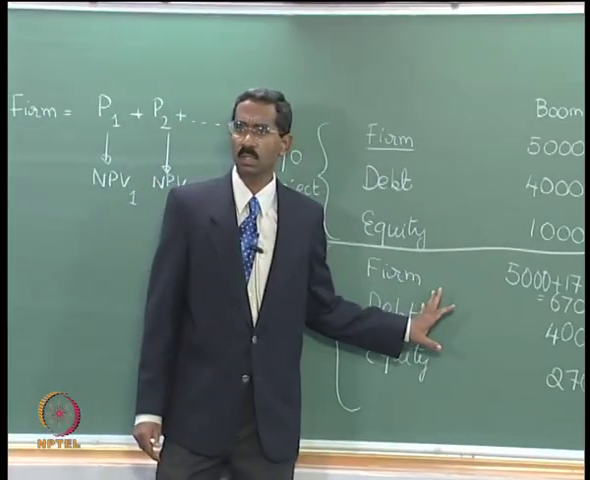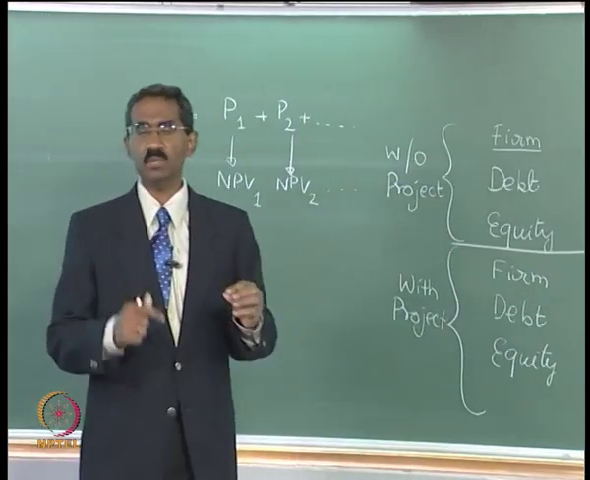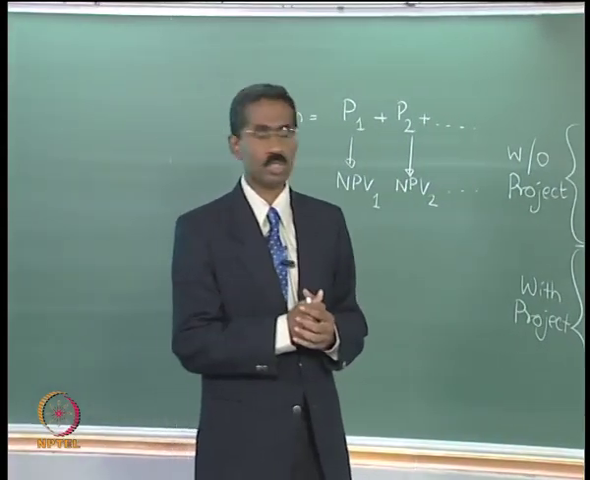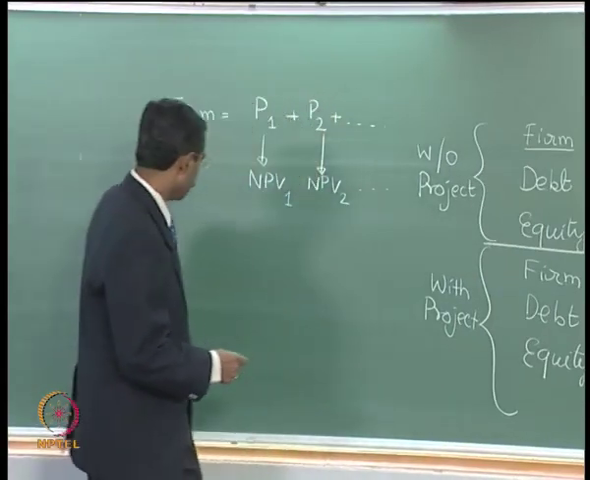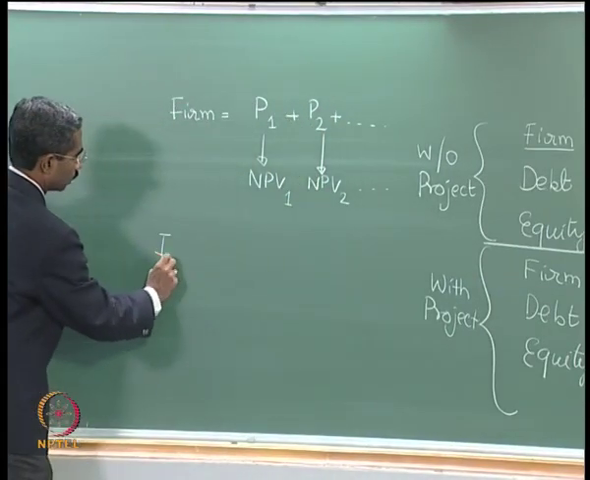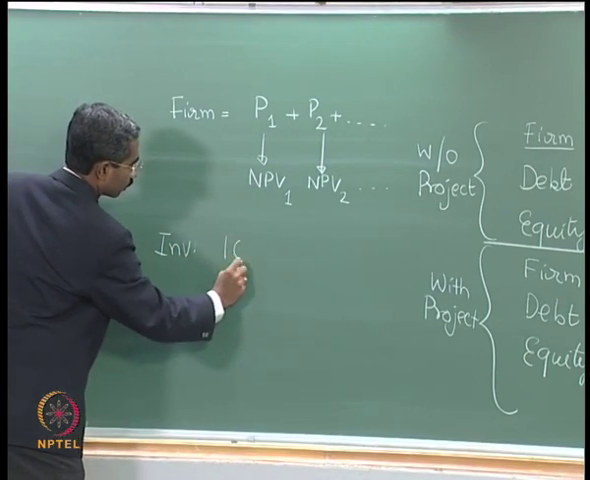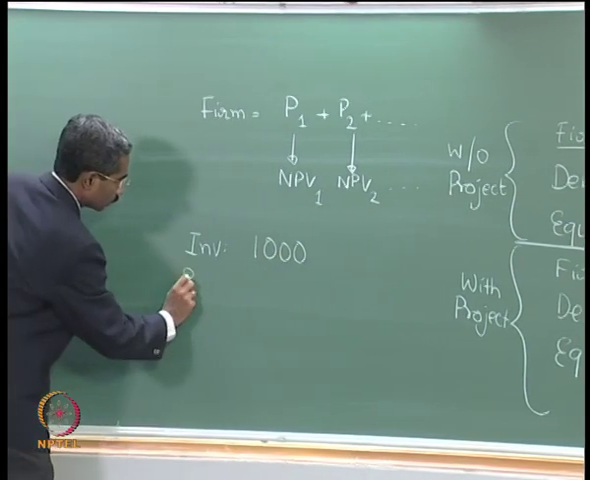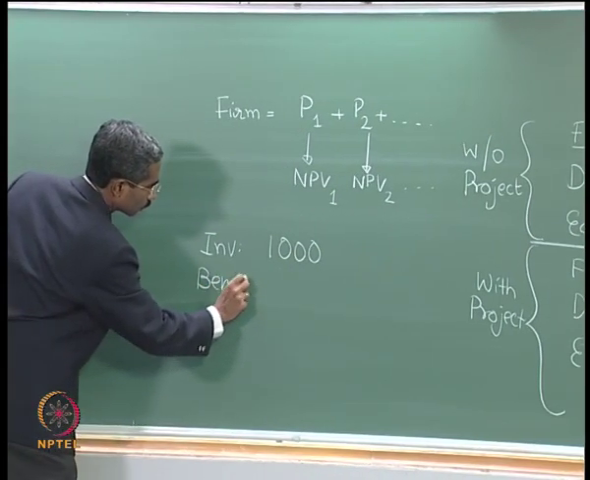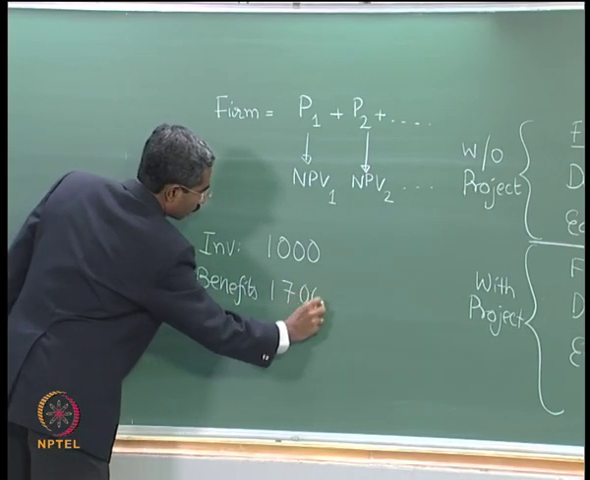Now the question is, will the investment in a new project likely to happen? If you actually see, the firm undertakes an investment which costs 1000 and then the benefits of this investment is 1700.